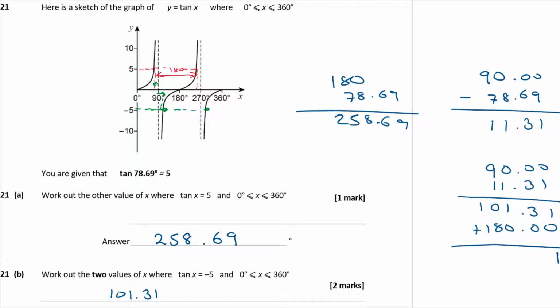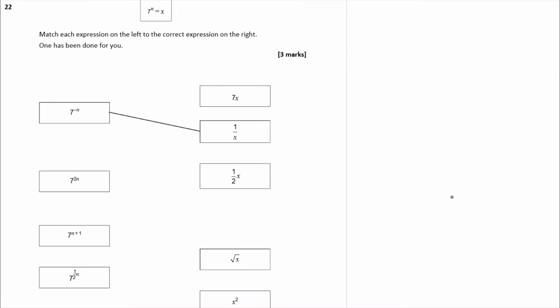That's going to give me 281.31. So my two solutions are 101.31 degrees and 281.31 degrees. Okay. Question 2, I'm given that 7 to the power of n is equal to x. Match each expression on the left to the correct expression on the right.